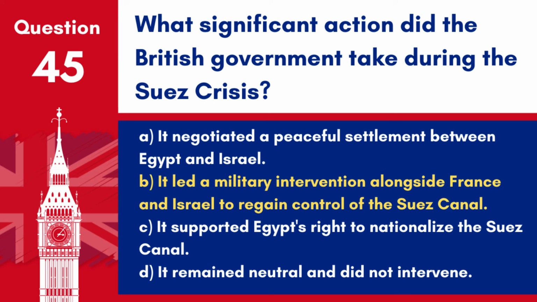Answer B. It led a military intervention alongside France and Israel to regain control of the Suez Canal. During the Suez Crisis in 1956, the British government, along with France and Israel, conducted a military intervention aimed at regaining Western control over the Suez Canal after its nationalization by Egyptian President Gamal Abdel Nasser.